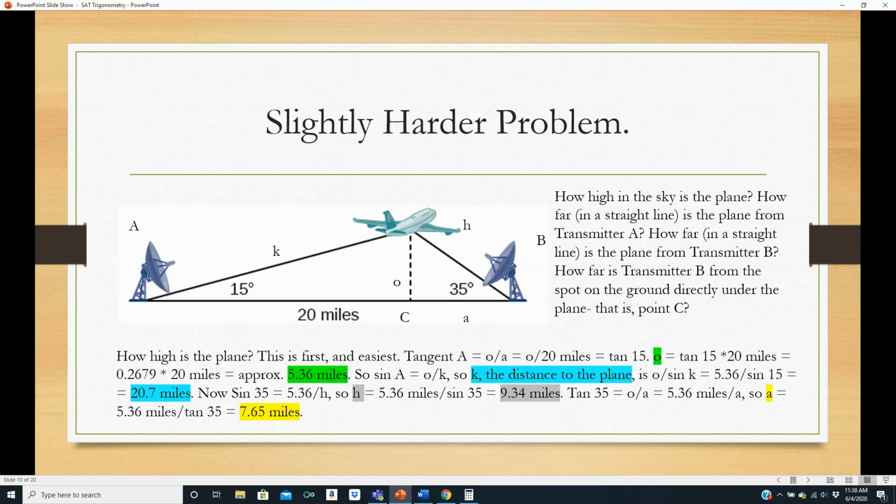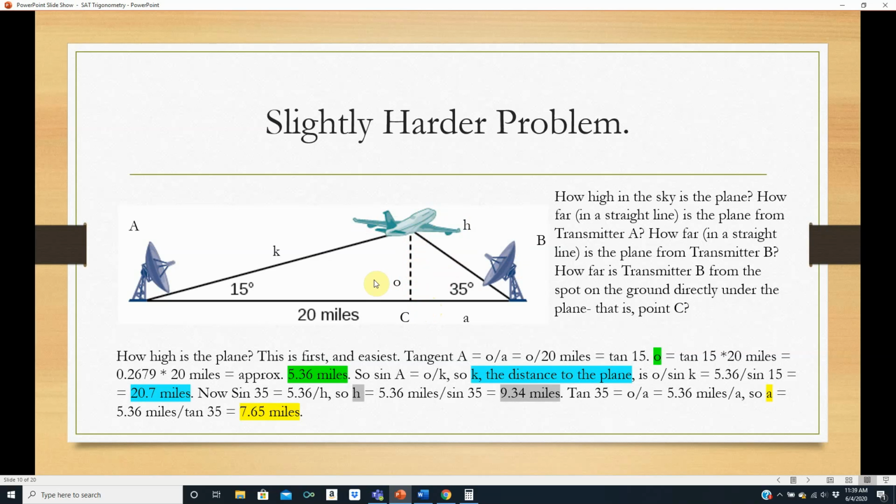Slightly harder problem. They could give you a problem like this where they give you one triangle that's split into two right triangles. We can see that this forms a right angle with the ground. I've labeled this transmitter A, this transmitter B. Or maybe it's just a radar tracking dish. Well, anyway, it's got a transmitter and receiver.